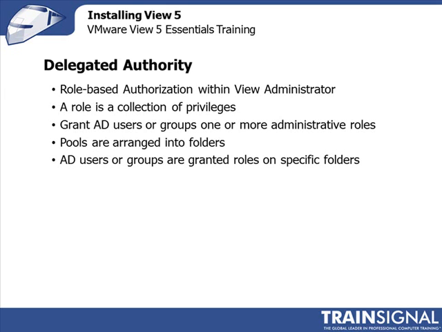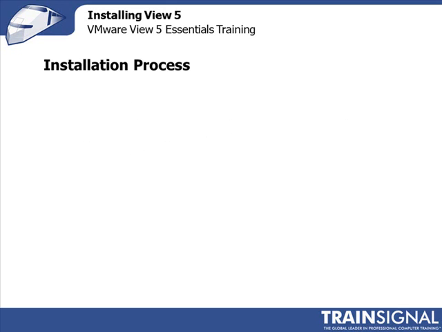A great example of this is you might want to have a certain set of users only being able to have inventory access to a certain subset of pools, but not all pools across the board. So this gives you some granular ability to set up these folders and these individual role-based authorization methods in order to give the right amount of privileges to the right people.